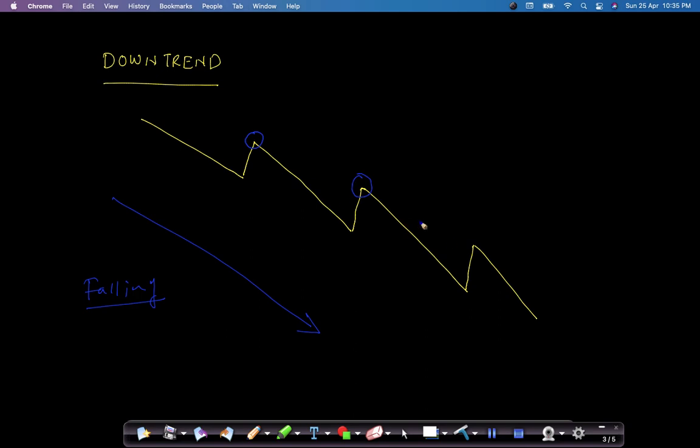For example, here also, if you see this high, that means the price at this location is lower than the price at this location, right? Similarly, the price at this location is lower than the price at this location. So this is called lower highs, lower swing highs.